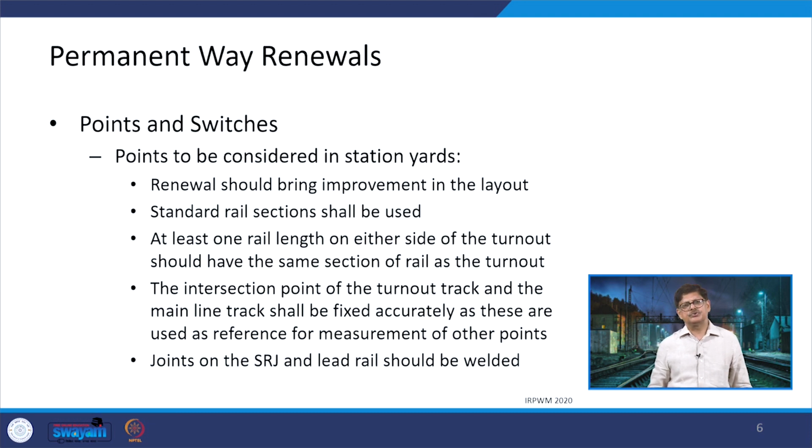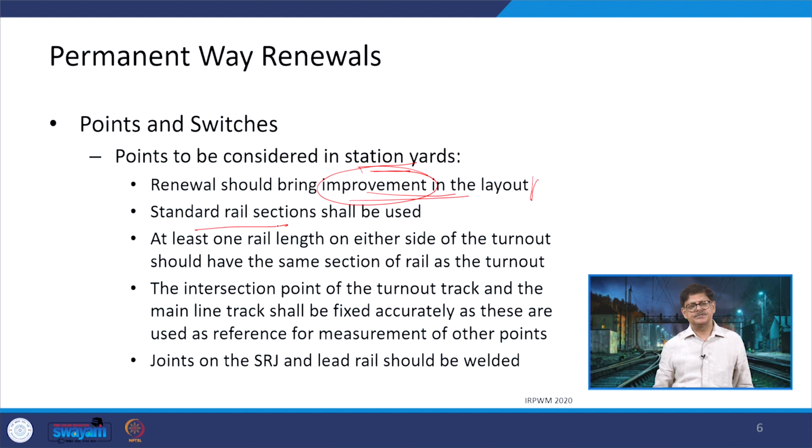Then there are some points which need to be taken into consideration. Here the points are related to the station yards. Renewal should bring improvement in the layout. Whenever we are going for a renewal, it should not be that whatever was there, just some replacement has been done. That should not be the basis. The basis should be how we can improve upon the things there, how we can make the system more efficient, how we can reduce the delays, how we can reduce the requirement of maintenance over a period of time. All of those things are important when we go for those renewals.